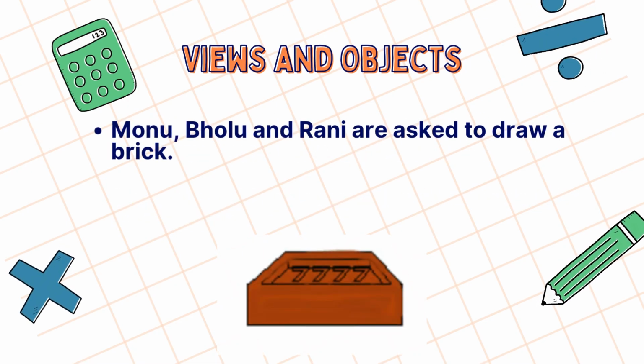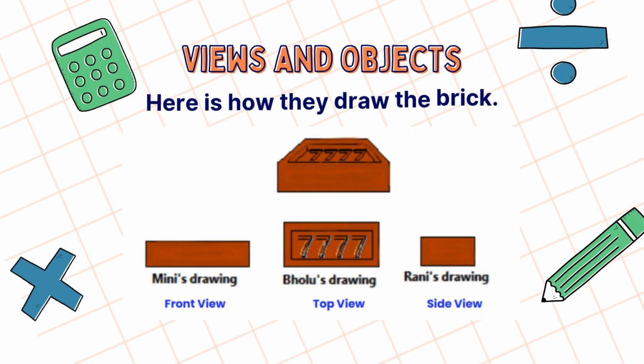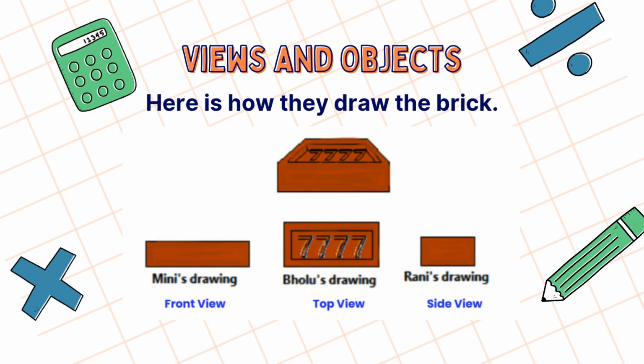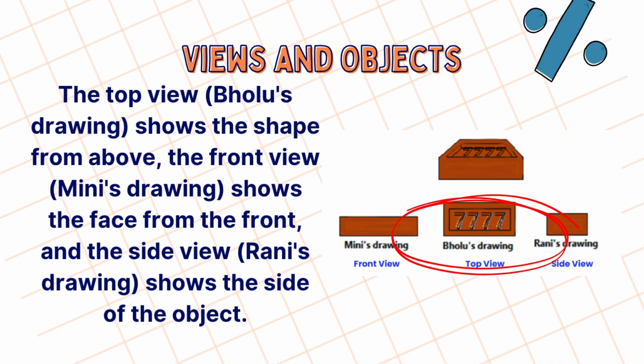Monu, Bholu, and Rani are asked to draw a brick. Monu looks at it from the front, Bholu from the top, and Rani from the side. Here is how they draw the brick. The top view, Bholu's drawing, shows the shape from above.